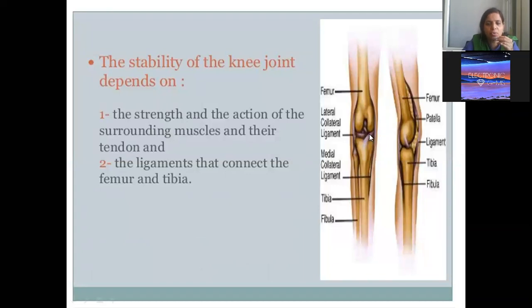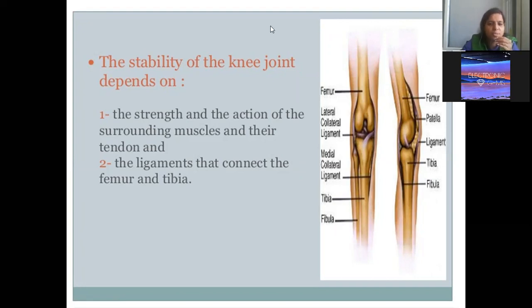Okay, the stability of the knee joint depends upon the strength and action of the surrounding muscles and their tendons. Can you just quickly list out the various muscles we have in the front of the thigh? Quadriceps femoris: vastus medialis, intermedius, lateralis, and rectus femoris. Behind, Imad? Hamstring muscles: semitendinosus, semimembranosus, adductor magnus, and biceps femoris. Very good. Medial compartment? Pectineus, adductor longus, gracilis, adductor brevis, adductor magnus.